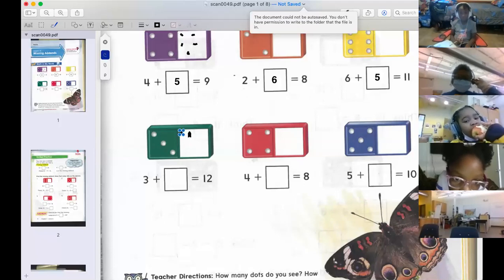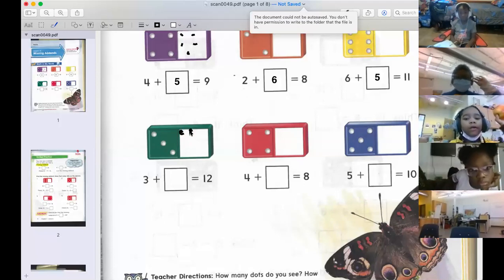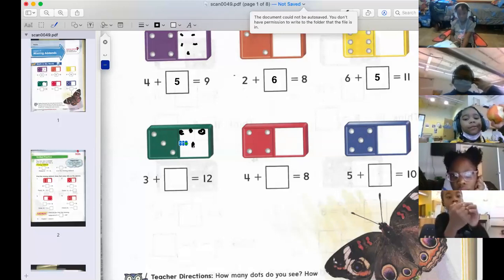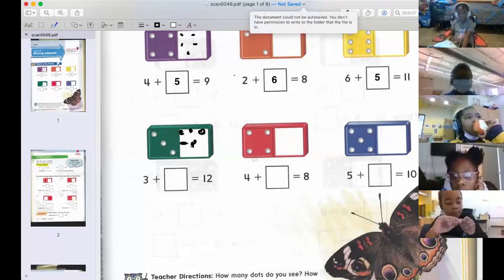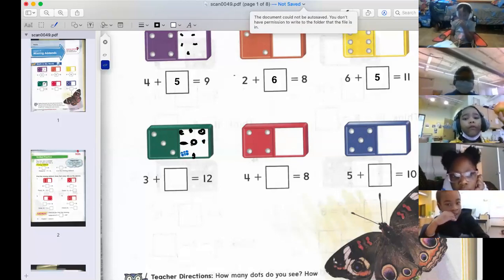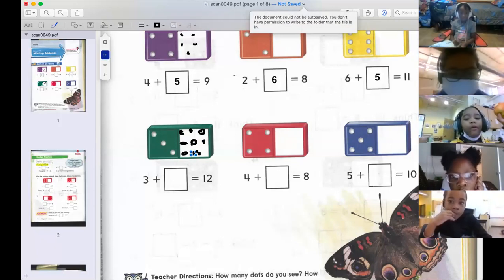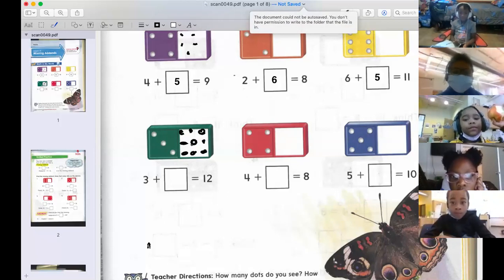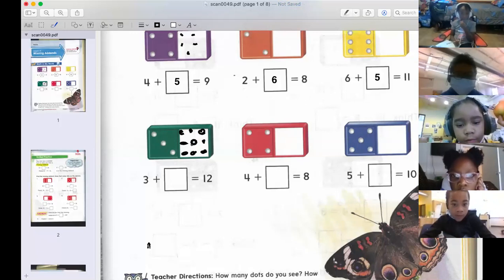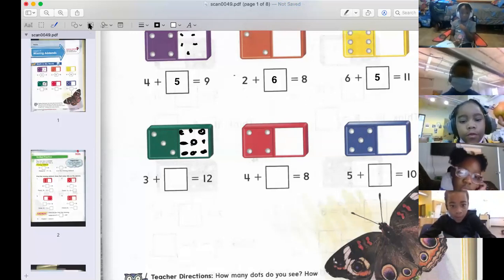4, 5, 6, 7, 8, 9, 10, 11, 12. How many dots did I draw to get to 12? 1, 2, 3, 4, 5, 6, 7, 8, 9.